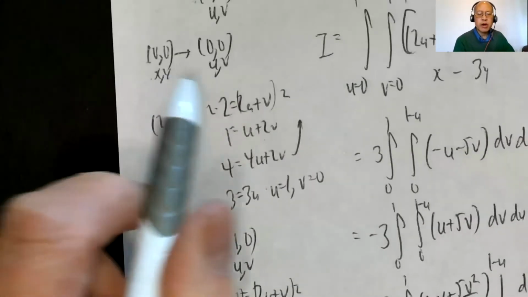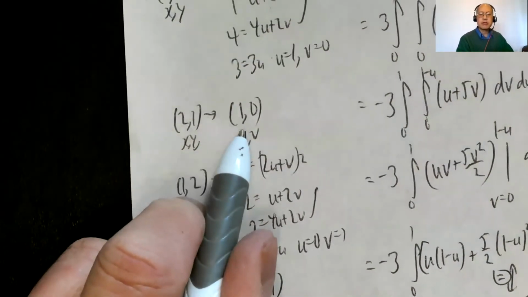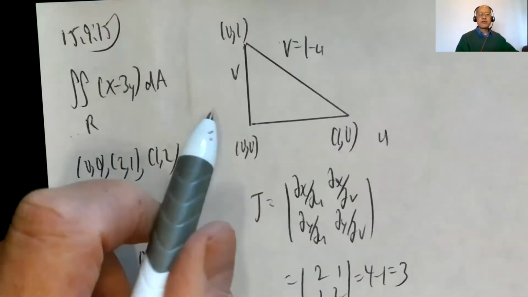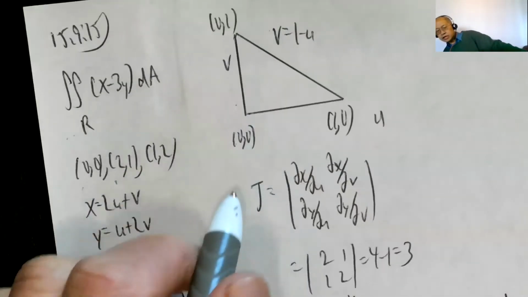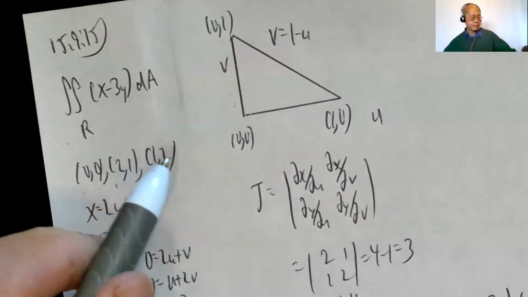So 0, 0 in x, y stays 0, 0 in u and v. 2, 1 in x and y becomes 1, 0 in u and v. And 1, 2 in x and y becomes 0, 1 in u and v. So that's very conveniently this. And this is a much easier integration than trying to integrate from there.